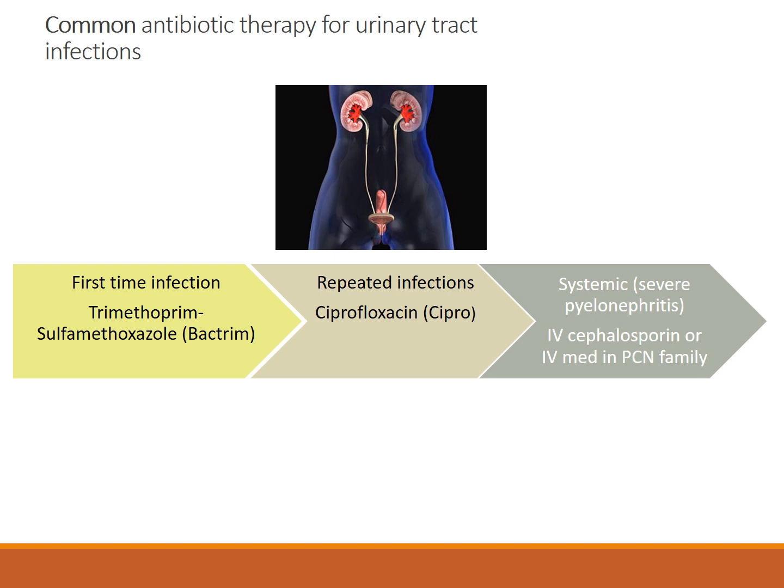So common antibiotic therapy for urinary tract infections. So first-time infection, they may go with the Bactrim, the trimethoprim-sulfamethoxazole. Or repeated infections, ciprofloxacin, the Cipro. Systemic, if they have severe pyelonephritis, so we have a urinary tract infection that moved on up into the kidneys, we may see initially an IV cephalosporin or another med in the penicillin family until they get that under control, and then they would switch them to another agent.